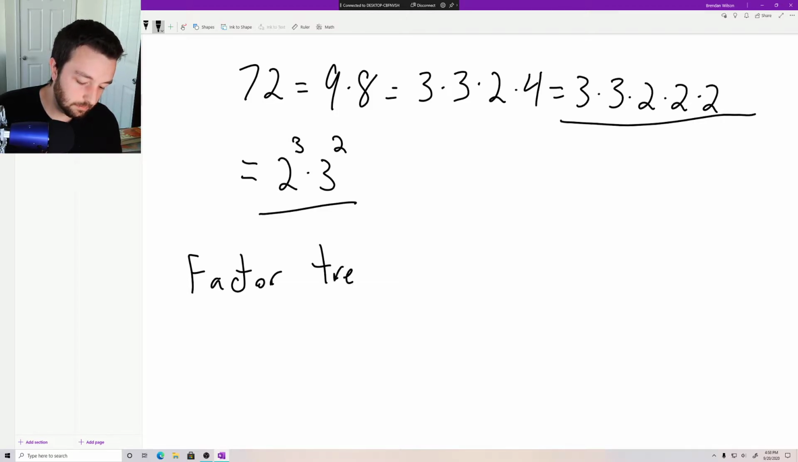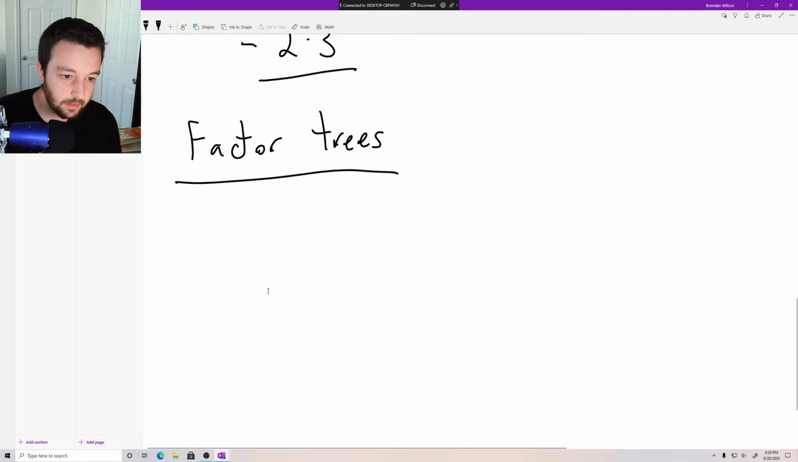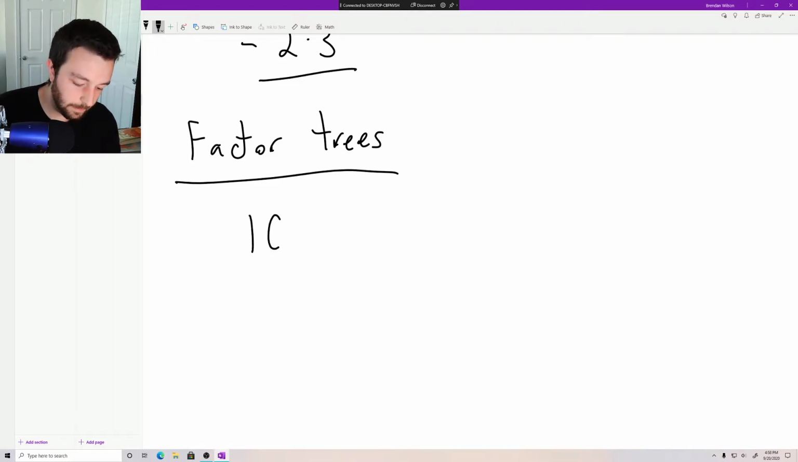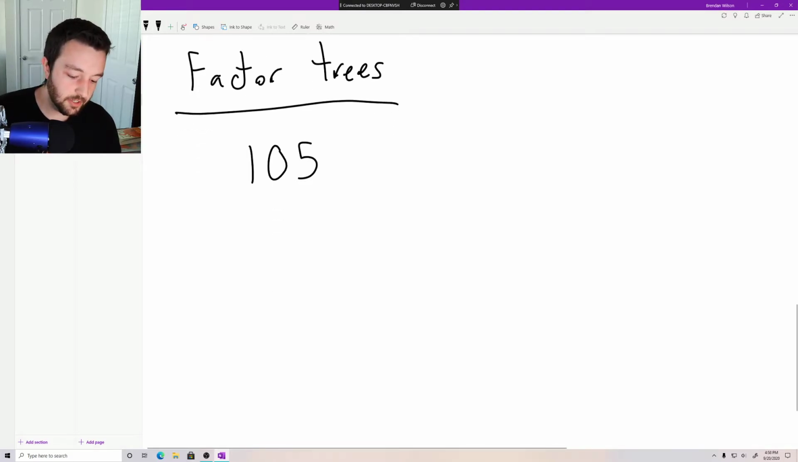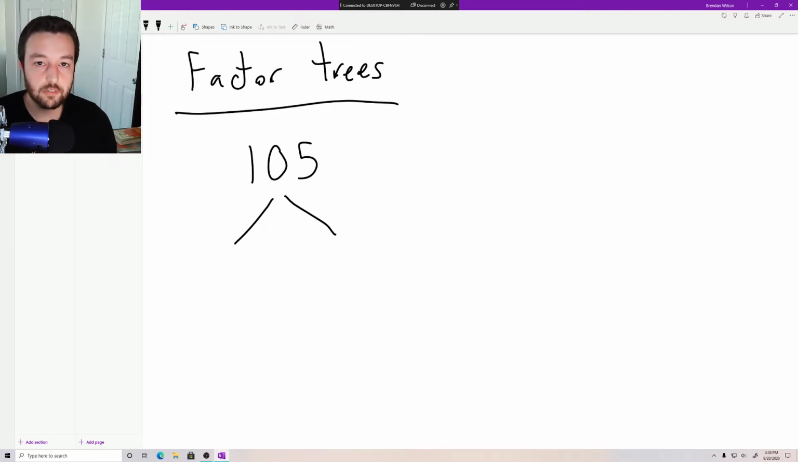Okay. So let's learn this by example. Let's take like the number 105. Okay. So we start with the number 105. You might want to check real quick to make sure it's not prime. 105 isn't because it's divisible by 5. And then we kind of make branches off of it here, like a tree, into 2 different factors.